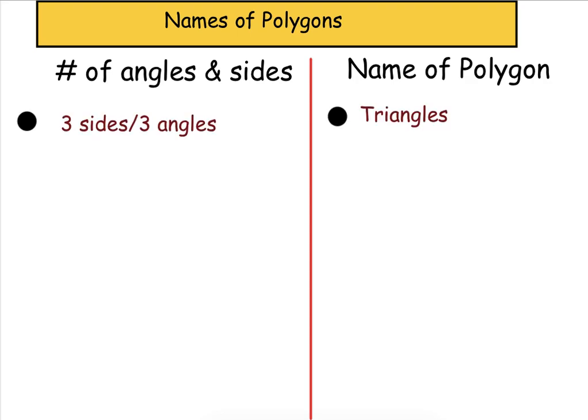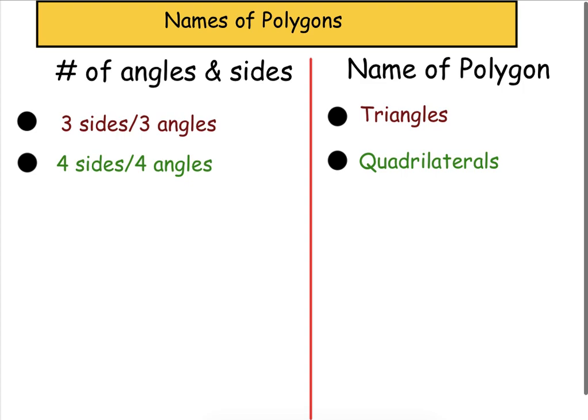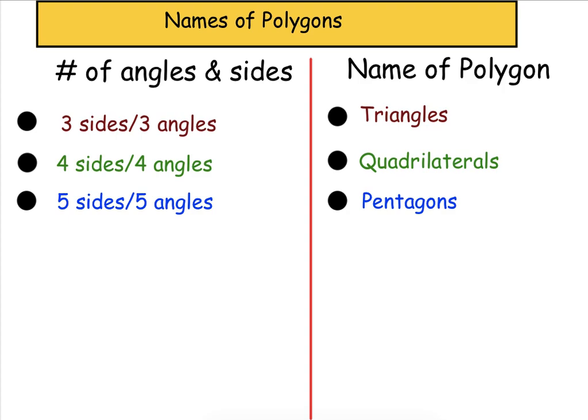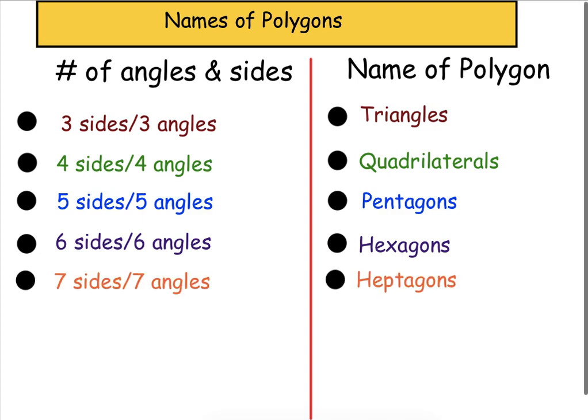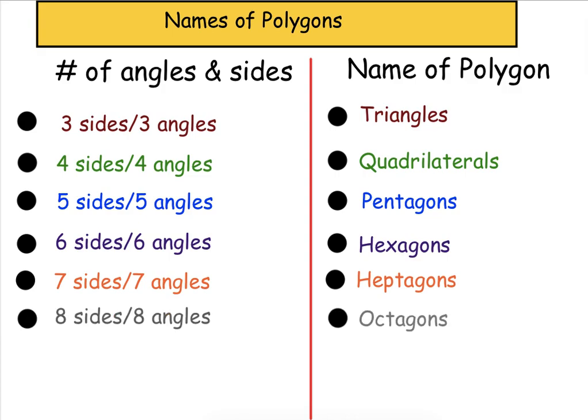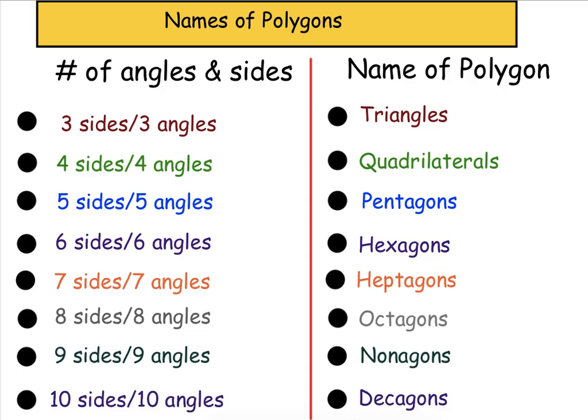So for example, 3 sides, 3 angles is a triangle. A polygon that has 4 sides, 4 angles is a quadrilateral. A polygon that has 5 sides, 5 angles is a pentagon. A polygon that has 6 sides, 6 angles is a hexagon. And a polygon that has 7 sides, 7 angles is a heptagon. And a polygon that has 8 sides, 8 angles is an octagon. A polygon that has 9 sides, 9 angles is a nonagon. And for today, lastly, a polygon that has 10 sides, 10 angles is a decagon.